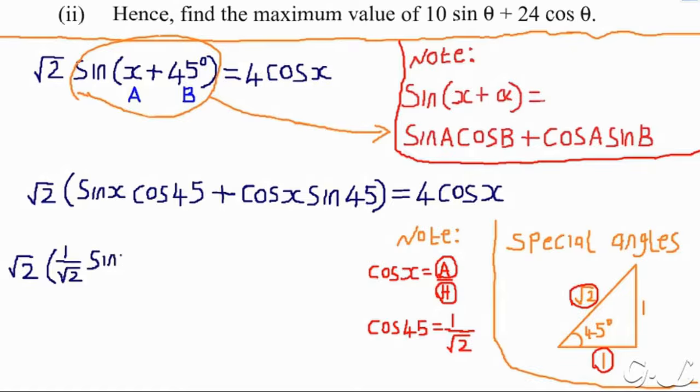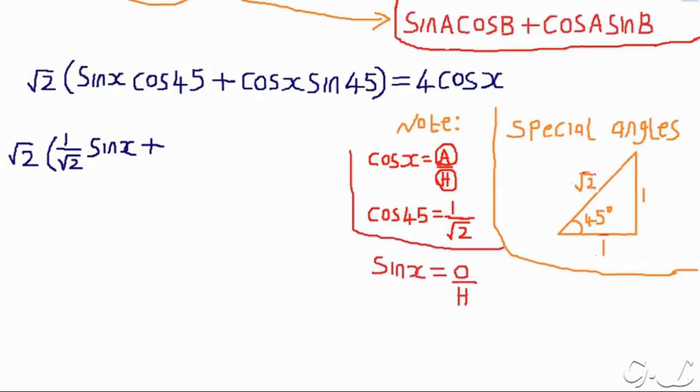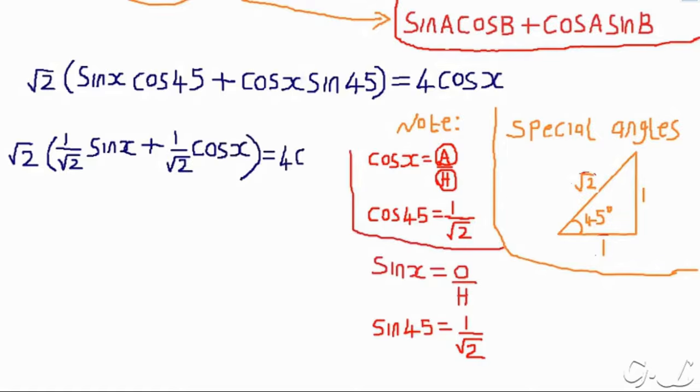We also have sine. Sine is equal to opposite over hypotenuse, and the opposite is 1 and the hypotenuse is square root of 2. So sine 45 is 1 over square root of 2. So 1 over square root of 2 cos x is equal to 4 cos x.